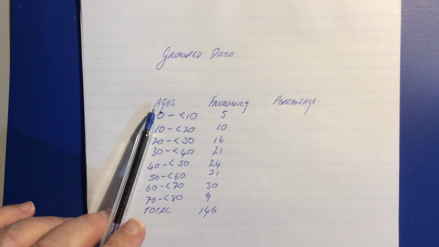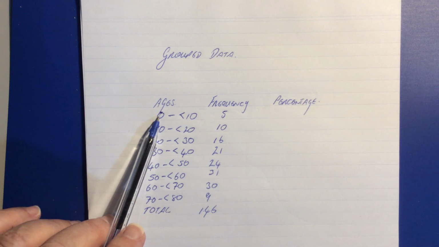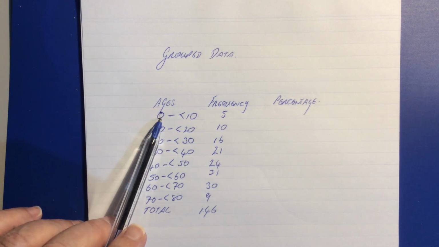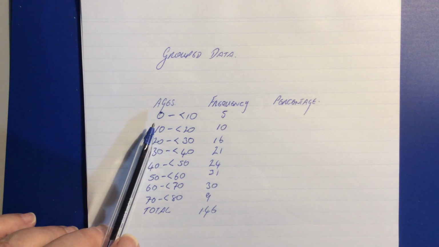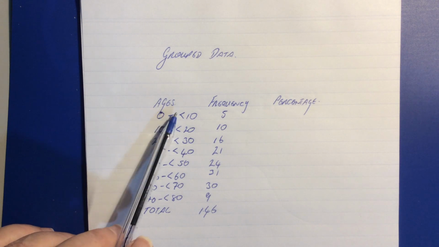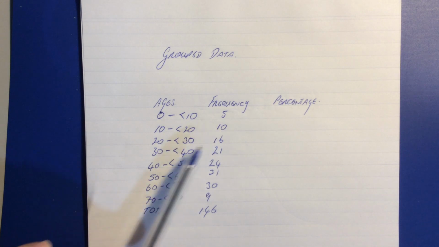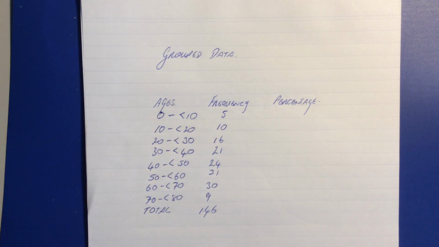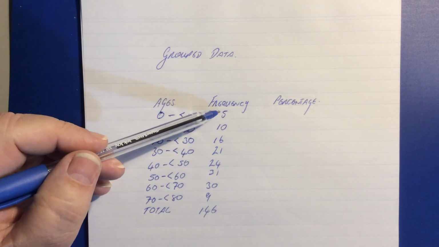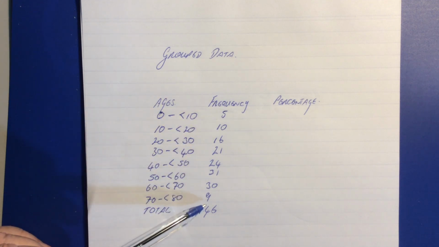So we've had 146 people asked about their ages, those who could talk. Presumably some other people talked on behalf of these people. And they've been sorted into groups, 10-year groups, 0 to under 10. There were 5 people, 10 to under 20, 10, 20 to under 30, there were 16 people, and so forth and so on. And this was all picked out of the data and sorted into groups, and the frequency, which is the number of people in each group, recorded. And that's how this works.